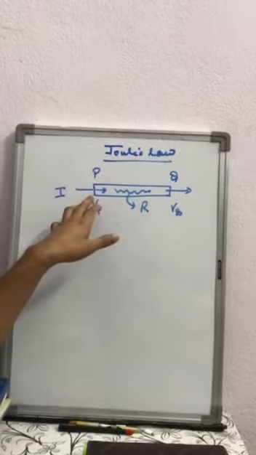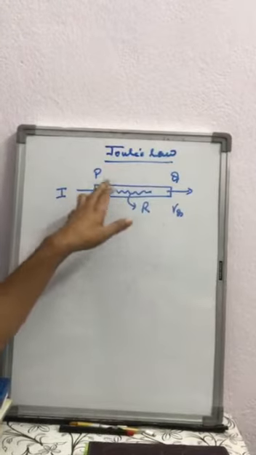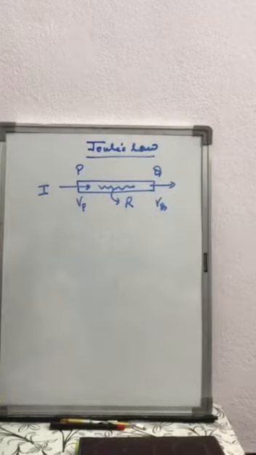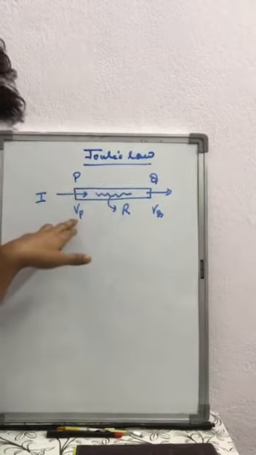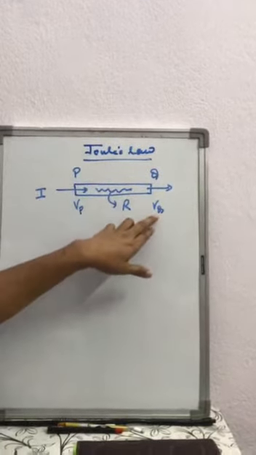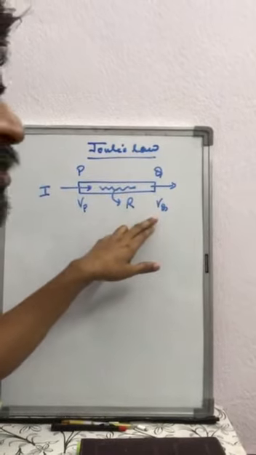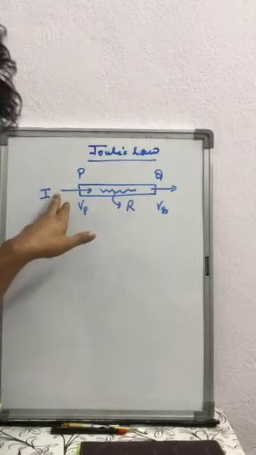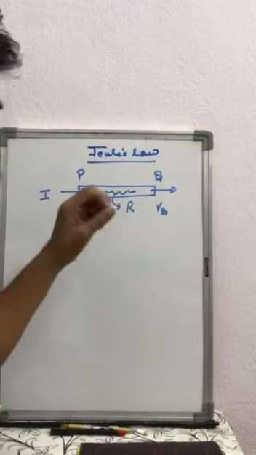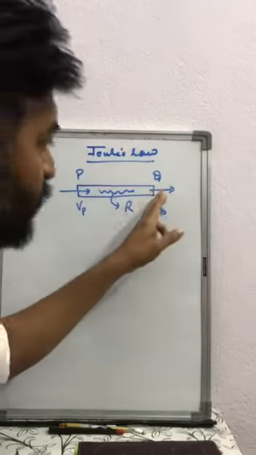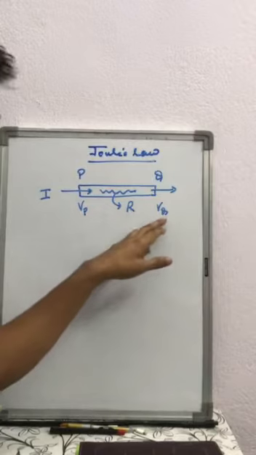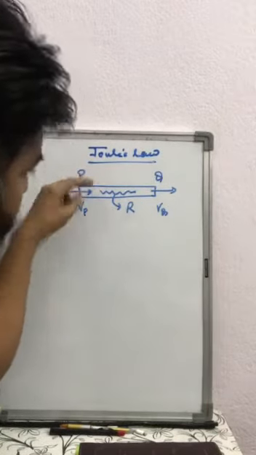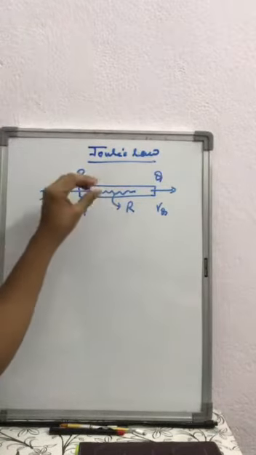Consider a conductor PQ in which Vp is the potential at end P and Vq is the potential at end Q. I is the amount of current passing from P to Q, because Vp is the higher potential end and Vq is the lower potential end.